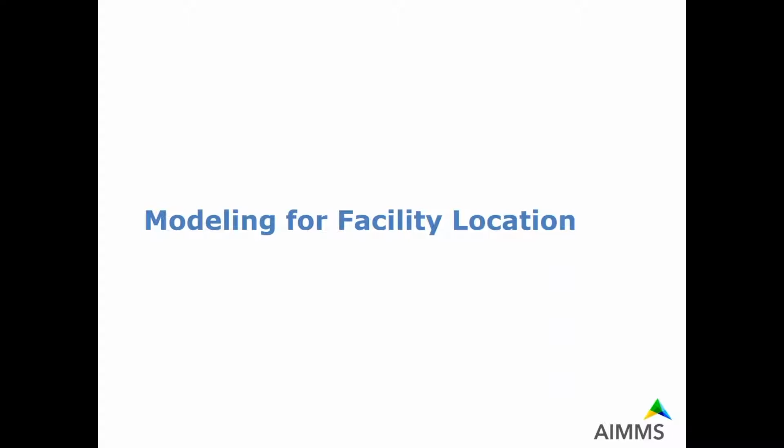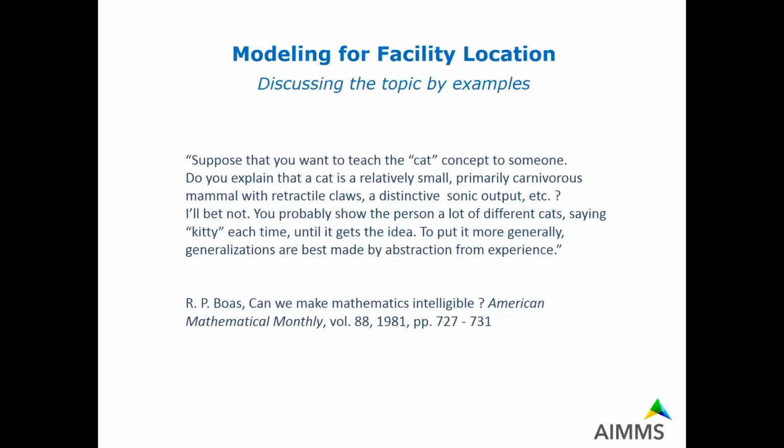We are especially focusing here on the modeling aspects for facility location, and we will try to illustrate this more specifically by giving a number of examples. In that, we take the route suggested by Bose in his article, Can We Make Mathematics Intelligible?, where the idea is that generalizations are made by abstraction from experience, so based on just having various examples of the problems in this area.